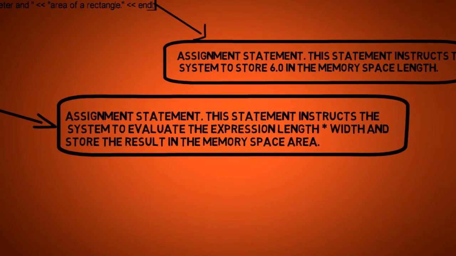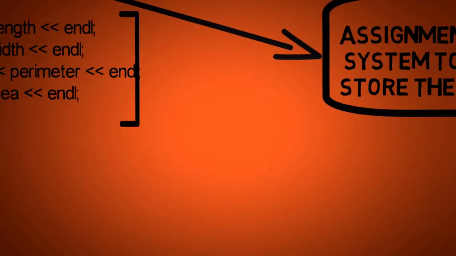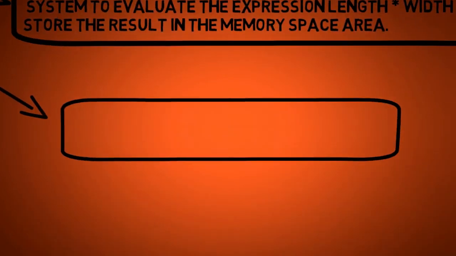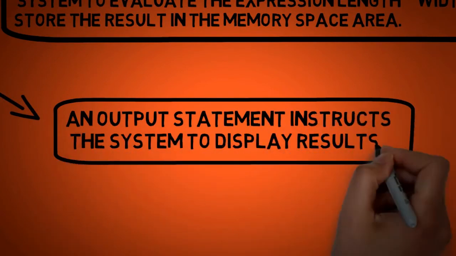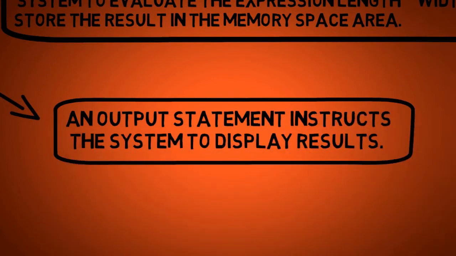Assignment statement. This statement instructs the system to evaluate the expression length multiply by width and store the result in the memory space area. An output statement instructs the system to display results.